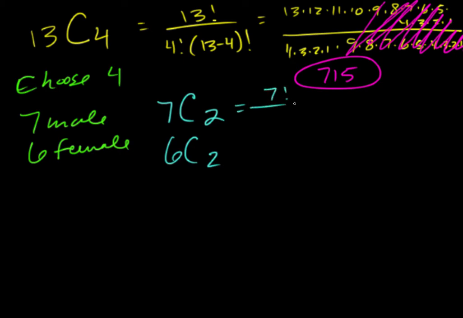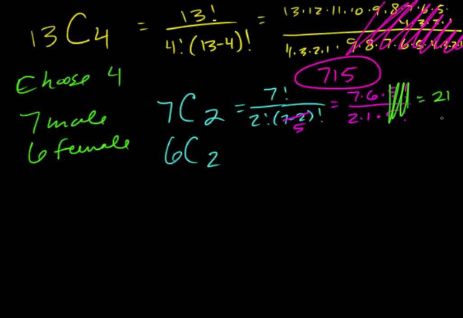So we get 7 factorial over 2 factorial times (7 minus 2) factorial. Okay, if we think of this as a 5 right away, we can save ourselves some writing. We can say 7, 6, 5 factorial, and then on the bottom, 2 times 1 times 5 factorial. That's going to cancel those out. 7 times 6 is 42. 42 divided by 2 is going to be 21.